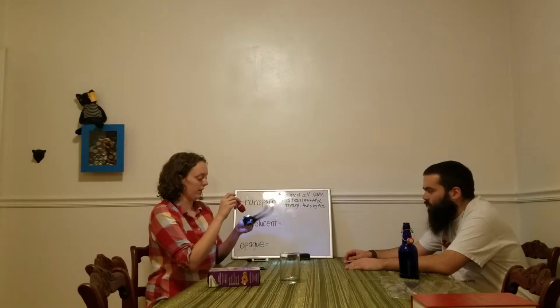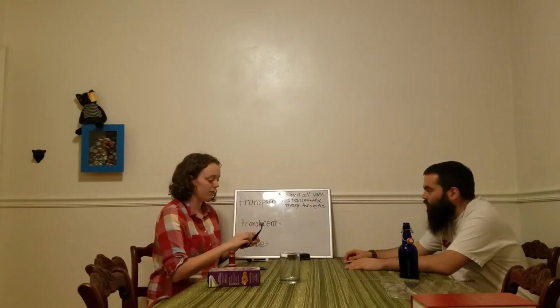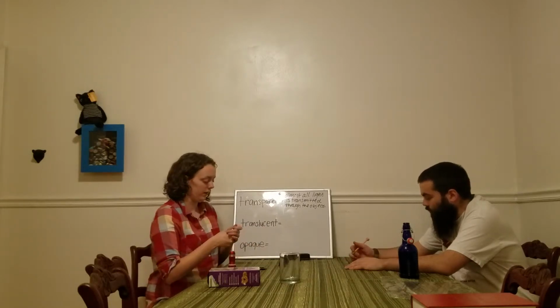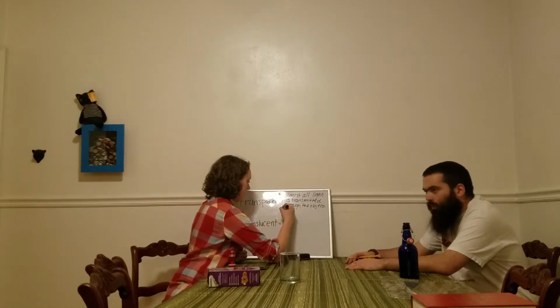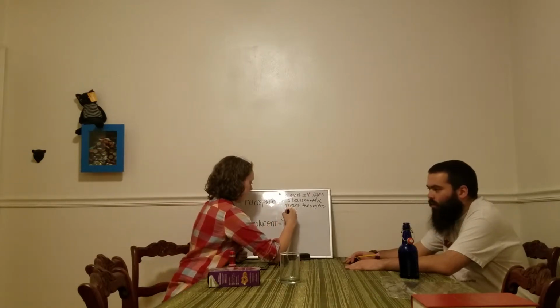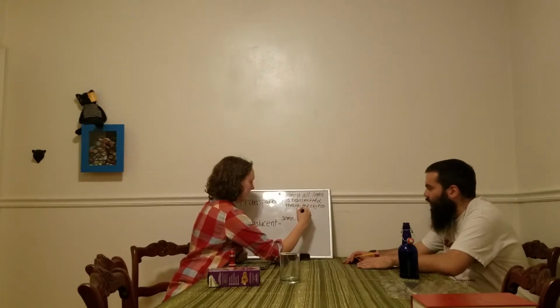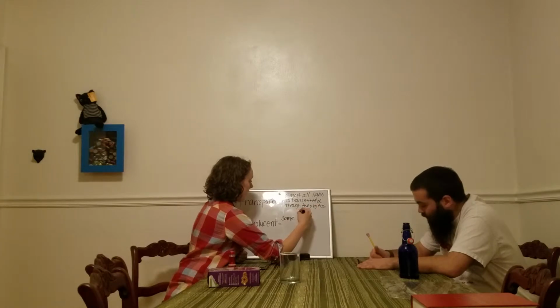So the word that scientists use to describe something that lets some light but not all light through is translucent. Can you think of an example of another translucent object? A fogged shower door. Good. That's a good example. Go ahead and write the definition down. Stained glass. Yeah, stained glass. Excellent.